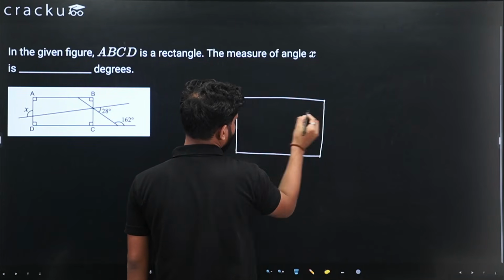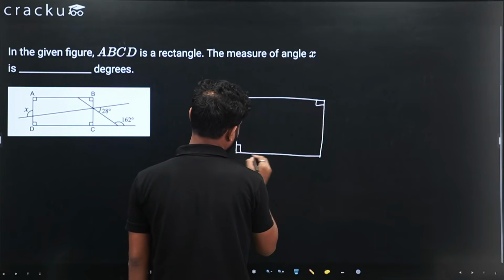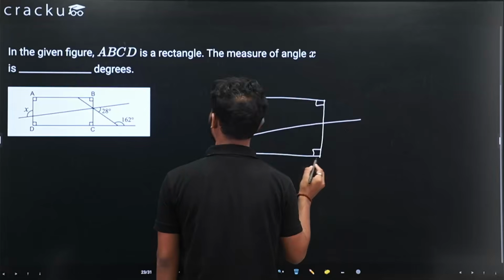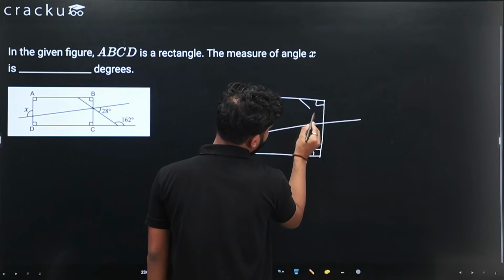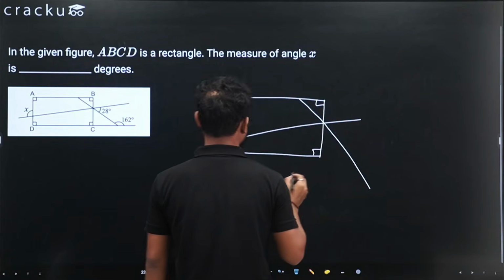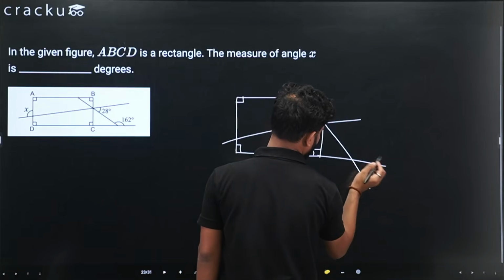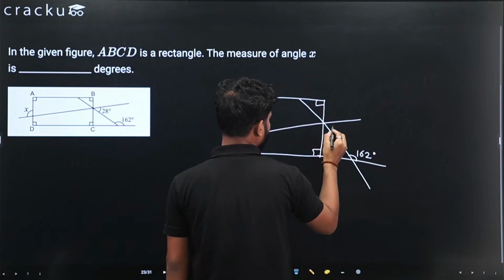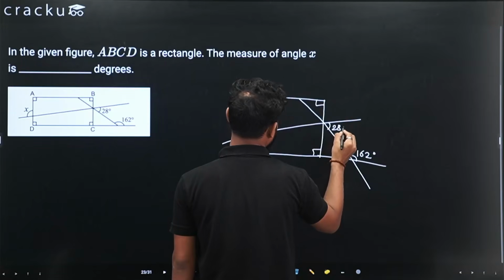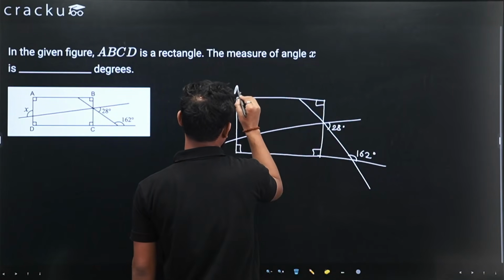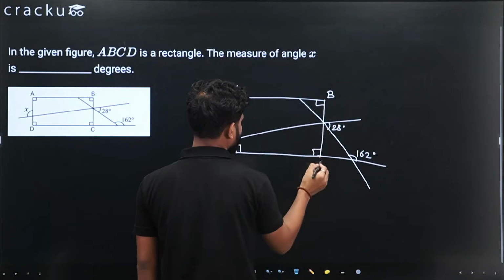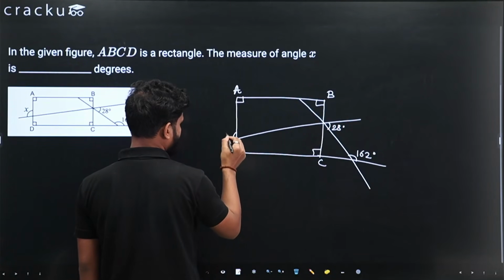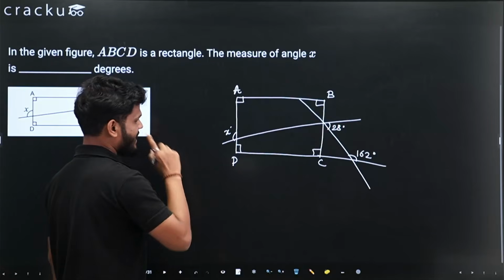This is P. Then these are two lines. This is given as 160 degree. Then this is given as 28 degree. This is A, B, C, D. This one is x. We need to find this x.